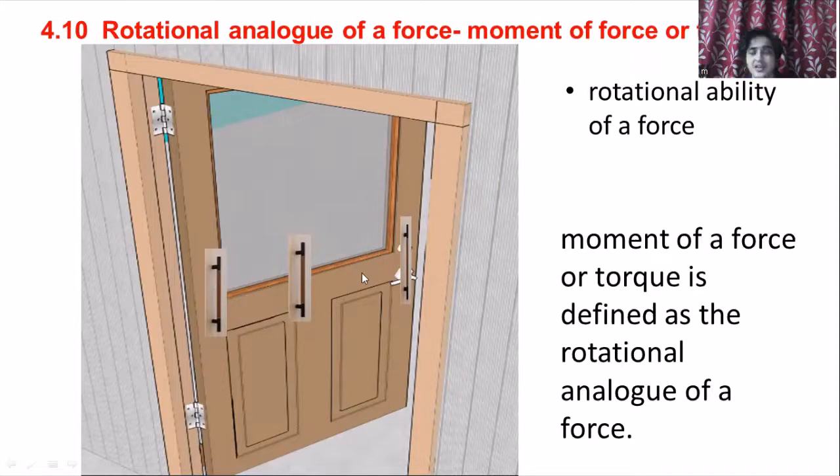So what is it that is responsible for giving you rotation? Of course, force is there. Force we have to apply. At the same time, distance from the axis of rotation. This distance from the axis of rotation is important when we see the turning effect of the force.